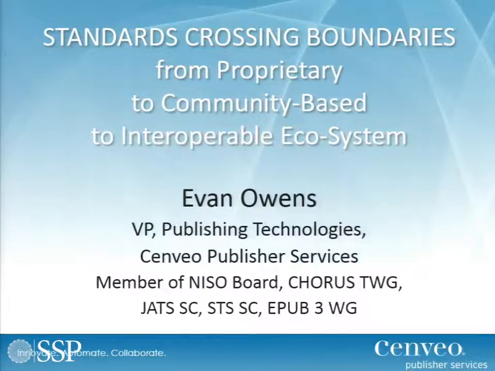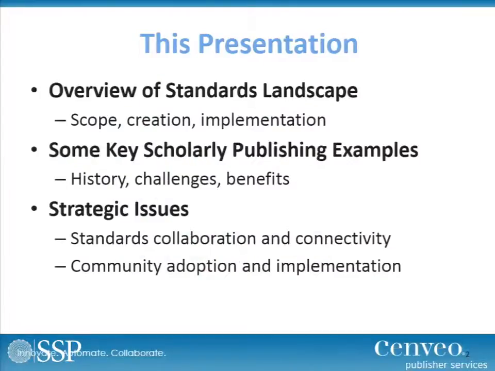Apologies in advance. So what I'm going to do is begin with a quick overview of the standard scope, creation, and implementation, and then look at some of the key scholarly publishing examples and speak to the history, challenges, and benefits of these particular projects. And some key strategic issues that come up are standards collaboration and connectivity, and community adoption and implementation.